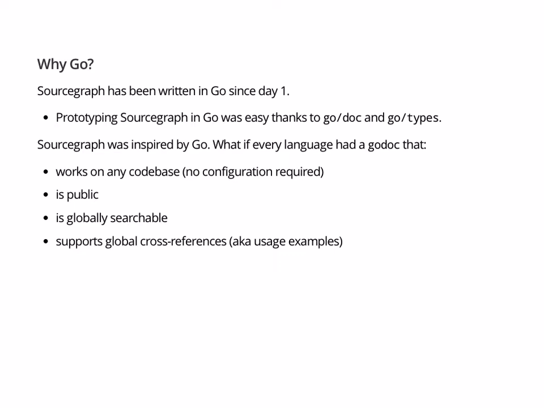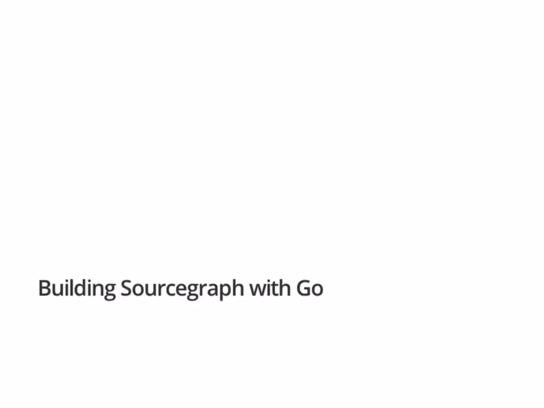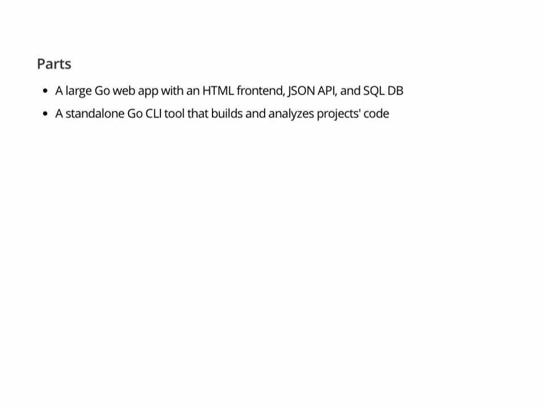And the answer to the second question, why do we choose to use Go every day when we wake up? Well, that's more important, and I think that the rest of this talk will answer that. So let's dig into how we built Sourcegraph using Go. There are two parts to Sourcegraph. One is a large Go web app, has an HTML front end, an API, and a database in the back end. And this is what you see at sourcegraph.com. The second part is a standalone command line tool that analyzes code from projects.